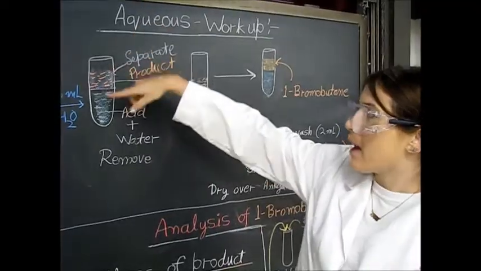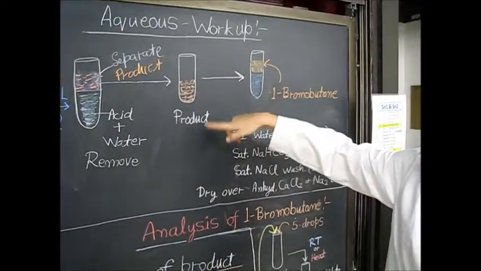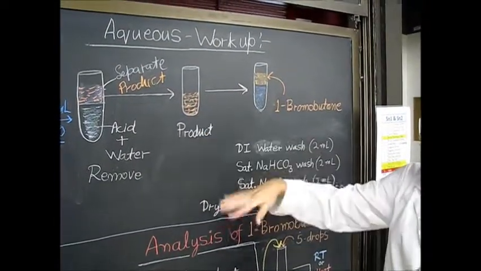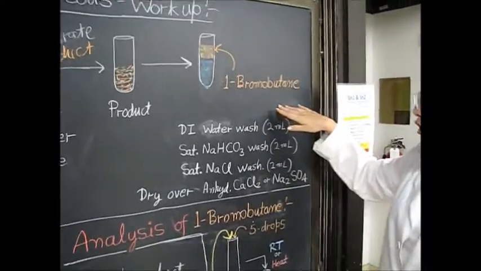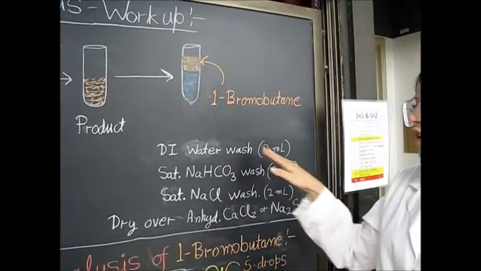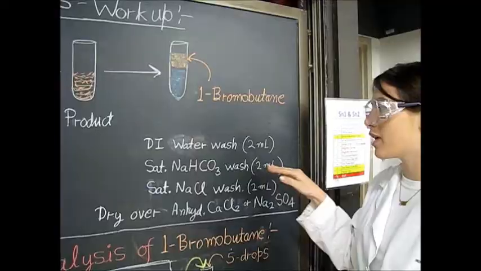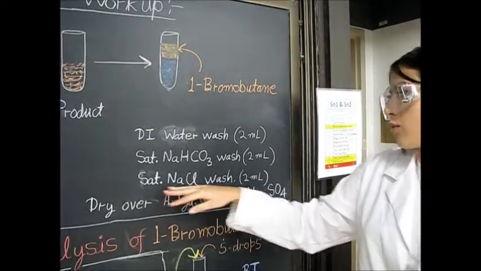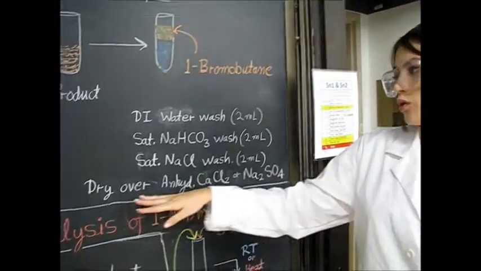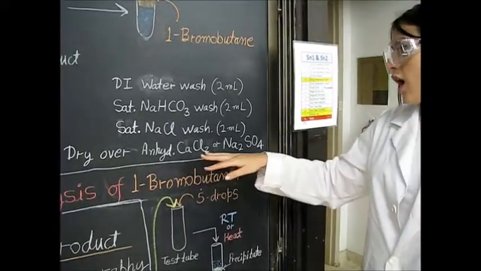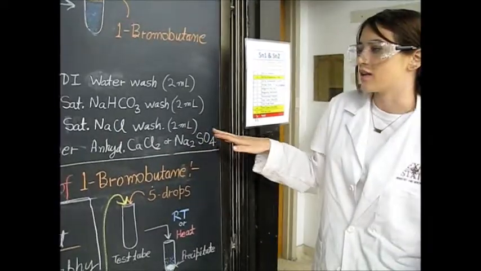So you're going to pipet out the top layer, so it's just your product, and then you're going to begin the workup with more DI water, saturated sodium bicarbonate, and saturated sodium chloride, and then you're finally going to dry it over anhydrous calcium chloride or sodium sulfate.